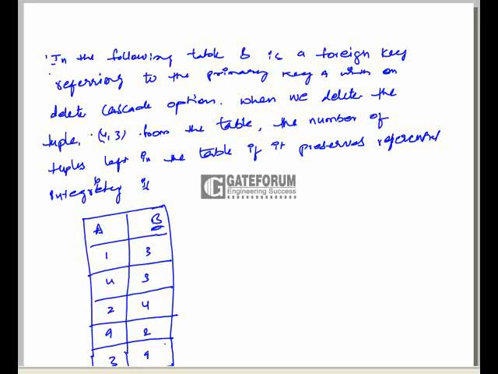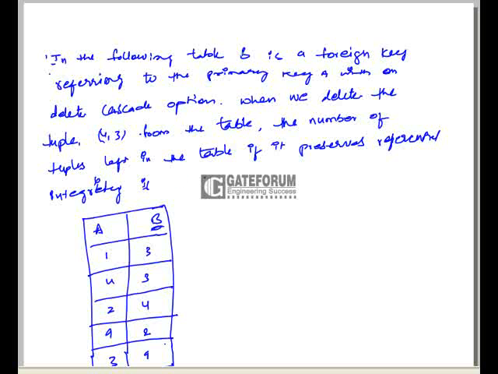In the following table, B is a foreign key referring to the primary key A with on delete cascade option. When we delete the tuple 4 comma 3 from the table, the number of tuples left in the table, if it preserves referential integrity, is.